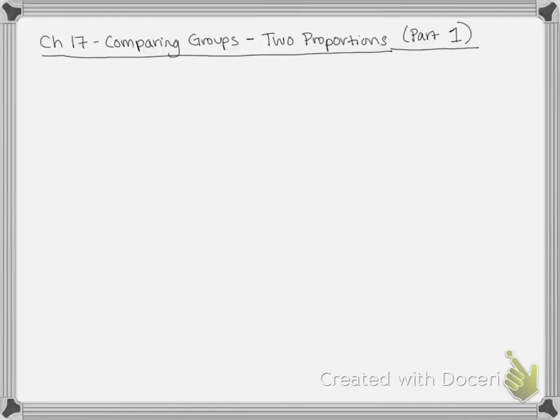Okay, so here are my quick notes for chapter 17, which is comparing groups. This is just going to be a video on how to compare two proportions, and then I'm going to make a separate video on how to compare two means.